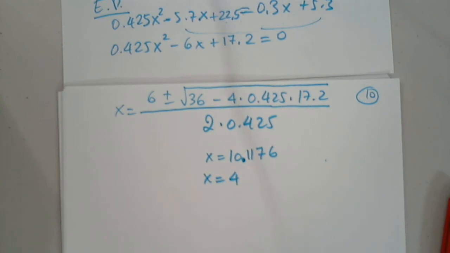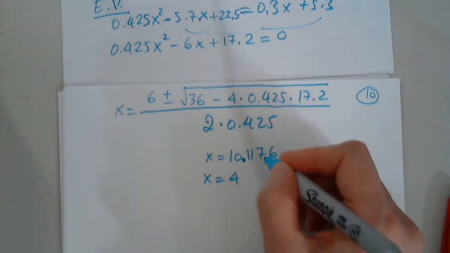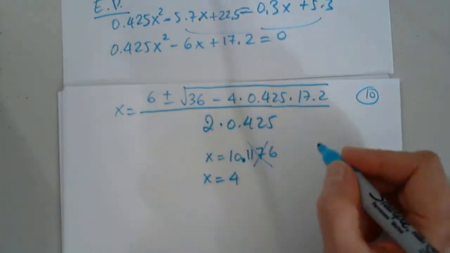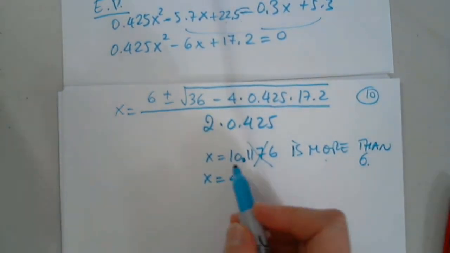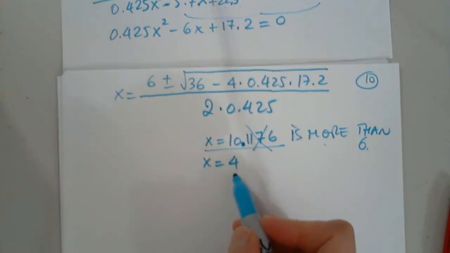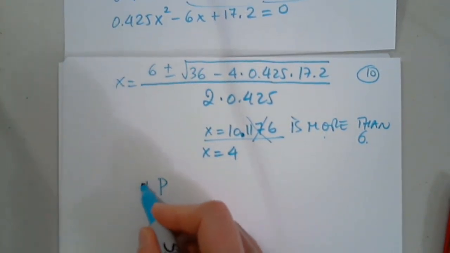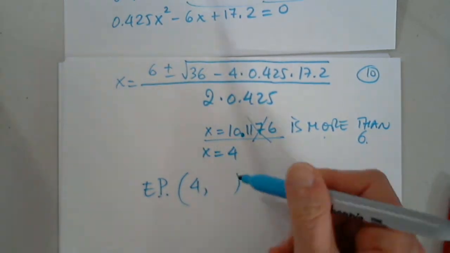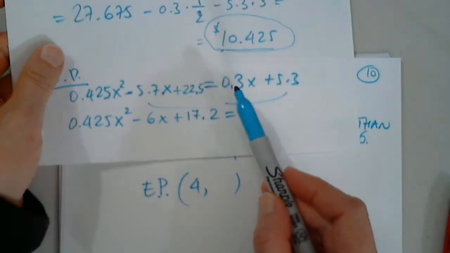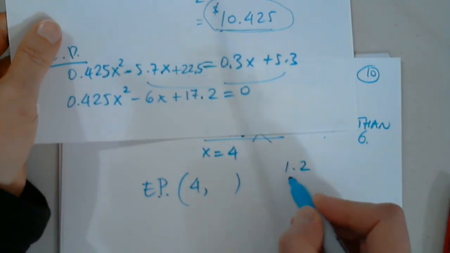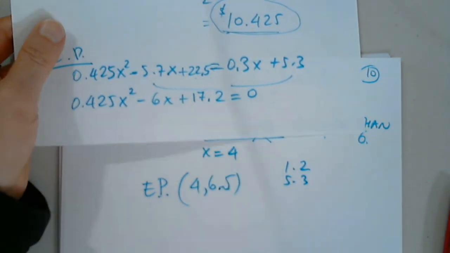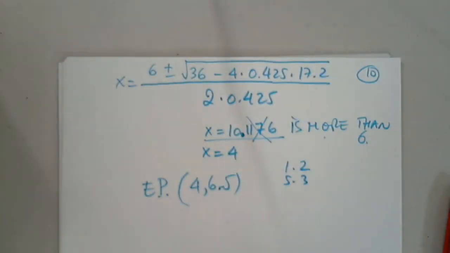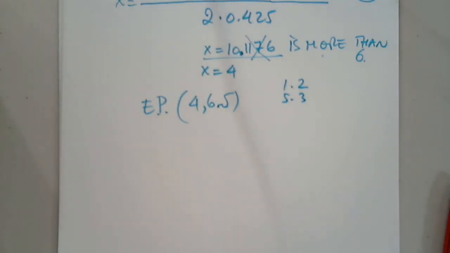They are telling us in the problem, assume that Chris buys no more than 6 slides. This is algebraically correct, but it is more than 6, so it cannot be considered. So the only equilibrium point will be x equals 4, and I have to find the y value. 0.3 times 4 is 1.2 plus 5.3, 6.5. And that would be the area of the rectangle, 4 times 6.5.